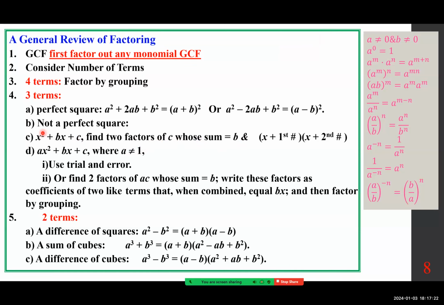And if the coefficient happens to be a, then we can use trial and error, or find 2 factors of ac whose sum is b, and write these factors as coefficients of 2 like terms, terms that when combined equal bx. So it's a little bit more complicated, but it's really not too bad.